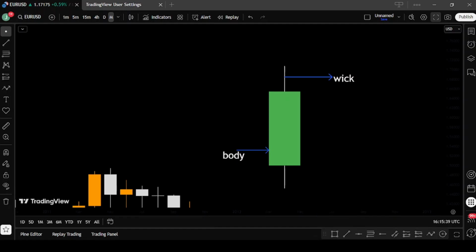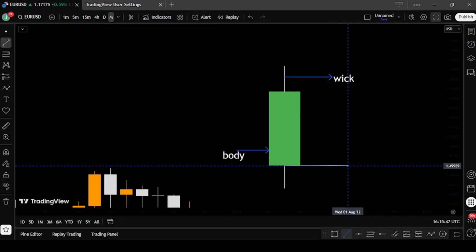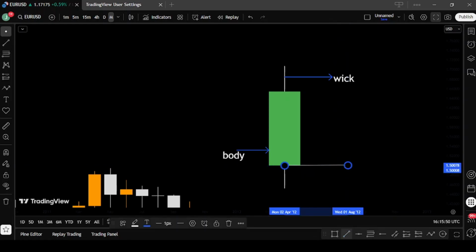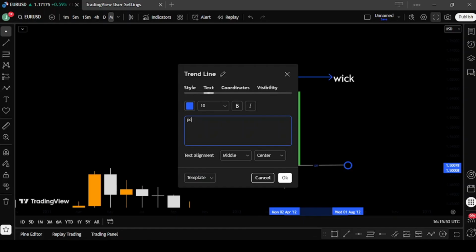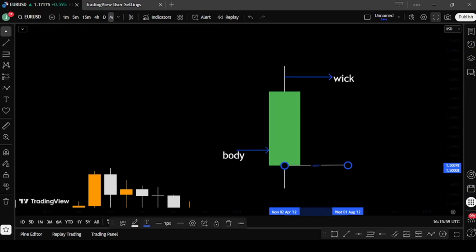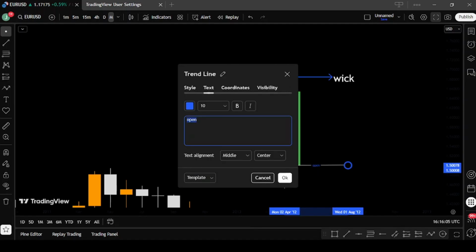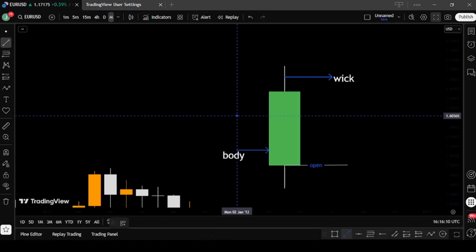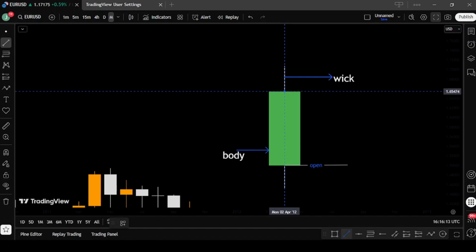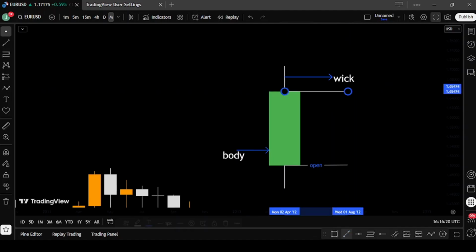When price is going up, the candle starts forming from down here. This place we label open. This is the open of the candle. I think this text looks so small, let me enlarge the text here to 18. So this is the open of the candle. This up here is the close. This is the close, where the wick starts from.